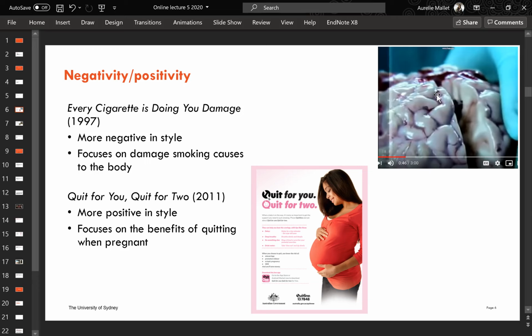This can be contrasted to the Quit For You, Quit For Two campaign, which is more positive in style. So this is one of the posters from the campaign. It's focusing on the benefits of quitting when pregnant. And this one we looked at how instead of negative evaluation, we have more positive evaluation. And instead of having more dark, dull images, we have more light, bright images that create this positive feeling.